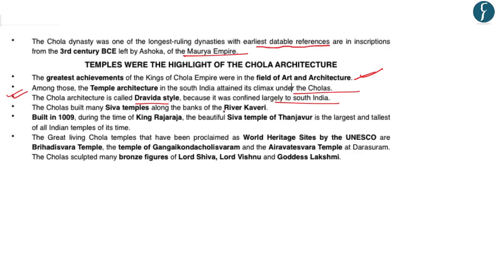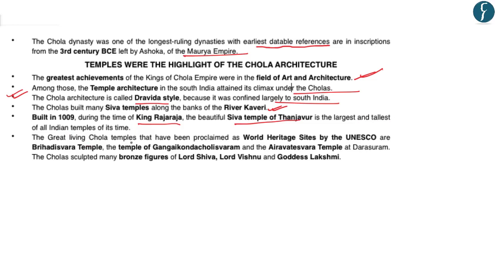So statement based questions in your prelims examination can be asked. Cholas built many Shiva temples along with the banks of river Kaveri. Another very important aspect that Cholas built temples of Lord Shiva along the river Kaveri. Built in 1009 during the time of King Rajaraja, the beautiful Shiva temple of Thanjavur is the largest and tallest of all Indian temples of its time.